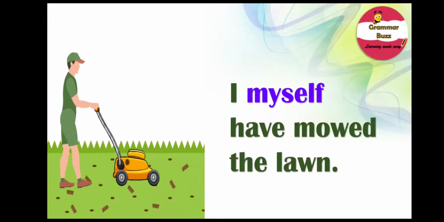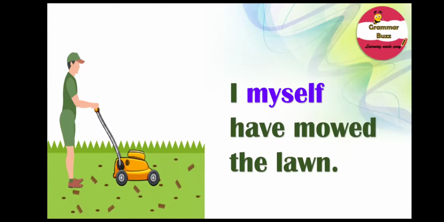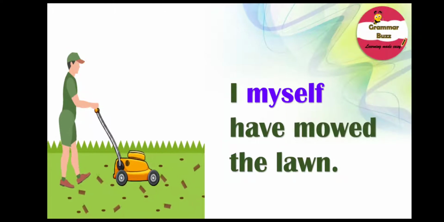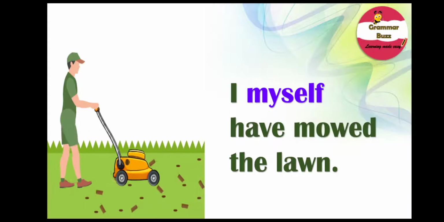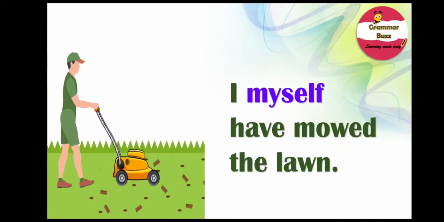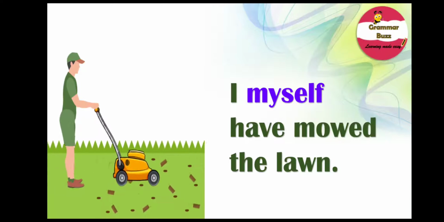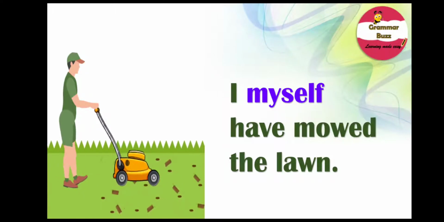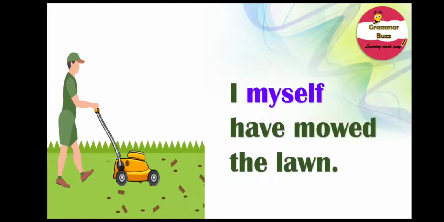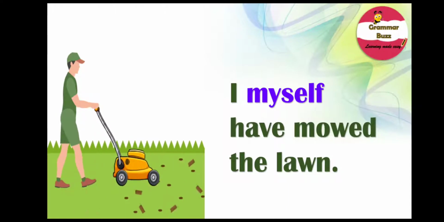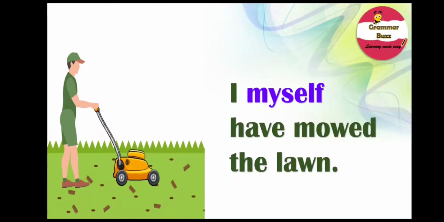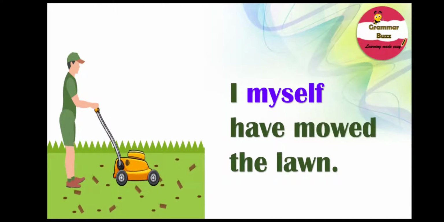You know that, right? But in this sentence, myself is not the object of the sentence. I is the subject, but myself is not the object. So, what is myself? Well, in this sentence, myself is used for emphasizing. I myself, so there is an emphasis. Here the speaker is laying stress on the fact that I myself have mowed the lawn. And when myself is used for emphasizing, it is called by a special name, and that is emphatic pronoun.